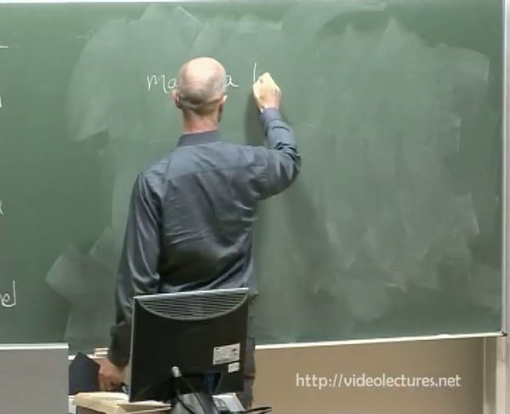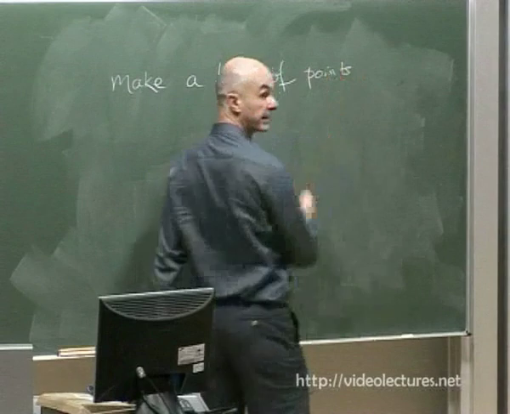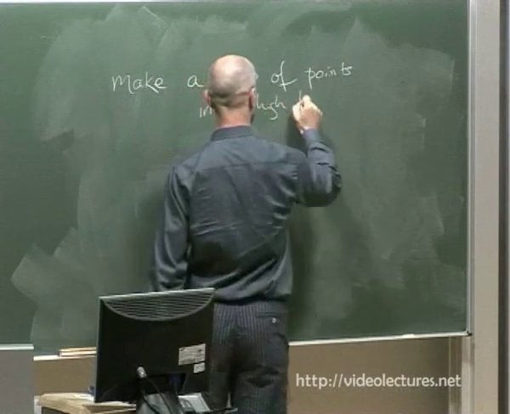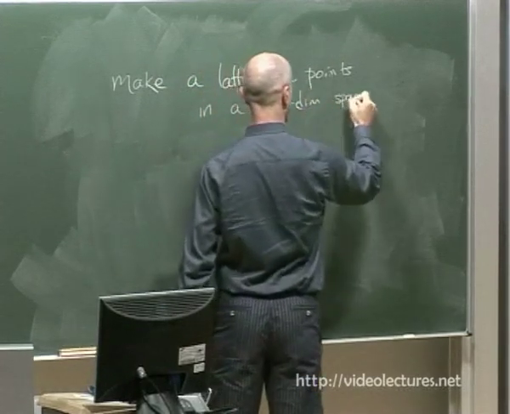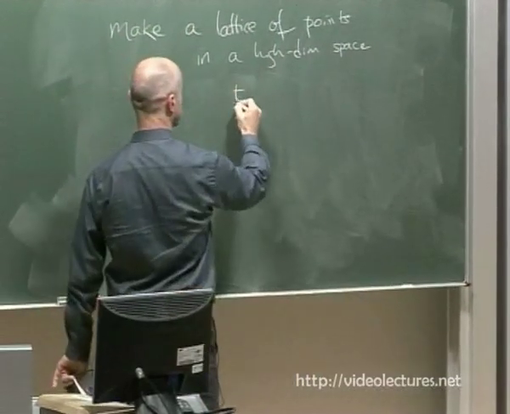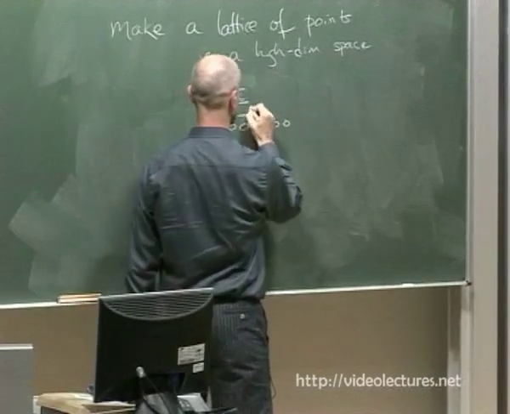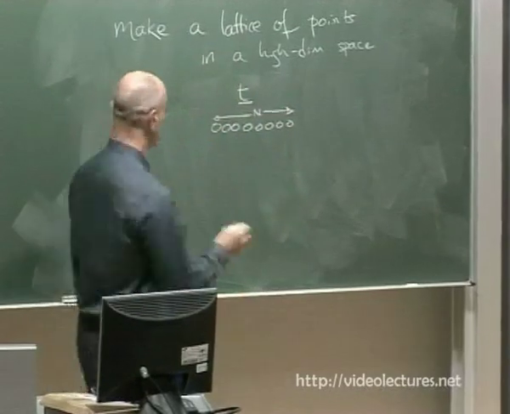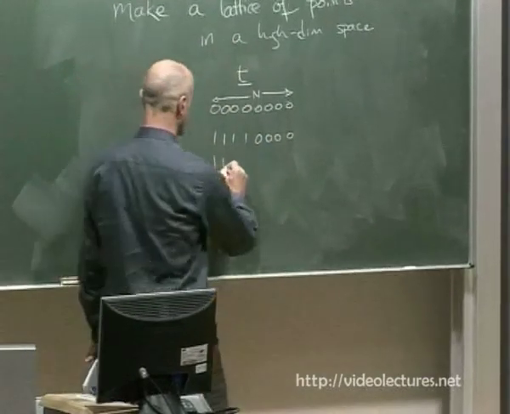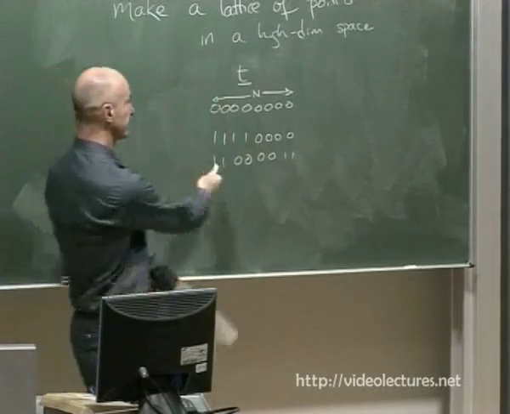Okay, so make a lattice of points in a high-dimensional space, is the idea. You want that lattice of points. These are going to be transmissions. So there's going to be a great long list of transmissions, like 0, 0, 0, 0, 0, 0, 0 could be a possible transmission of some length n. And then you could also have 1, 1, 1, 1, 0, 0, 0, 0. And maybe you've got 1, 1, 0, 0, 0, 0. And you could have some systematic way of making these points such that there's a big gap between all of them.